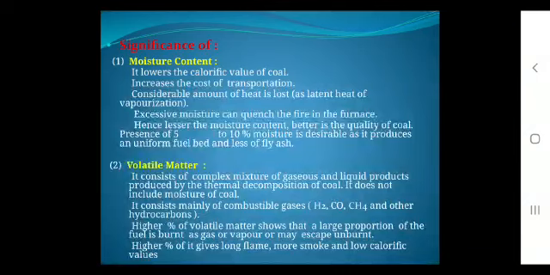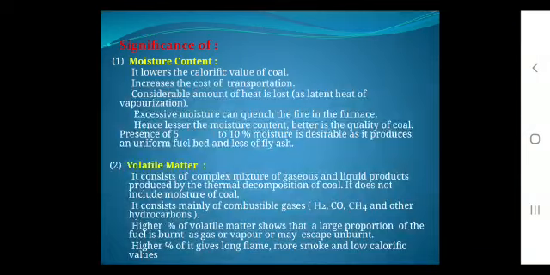Now the second content, volatile matter. So volatile matter consists of complex mixture of gaseous and liquid products. And how do they get produced? They get produced by the thermal decomposition of coal. When coal is heated, it gets decomposed and it produces a complex mixture of gases or liquid products. But moisture present in coal is not included here. So excluding moisture, the rest gaseous and liquid products which get produced during the thermal decomposition of coal.